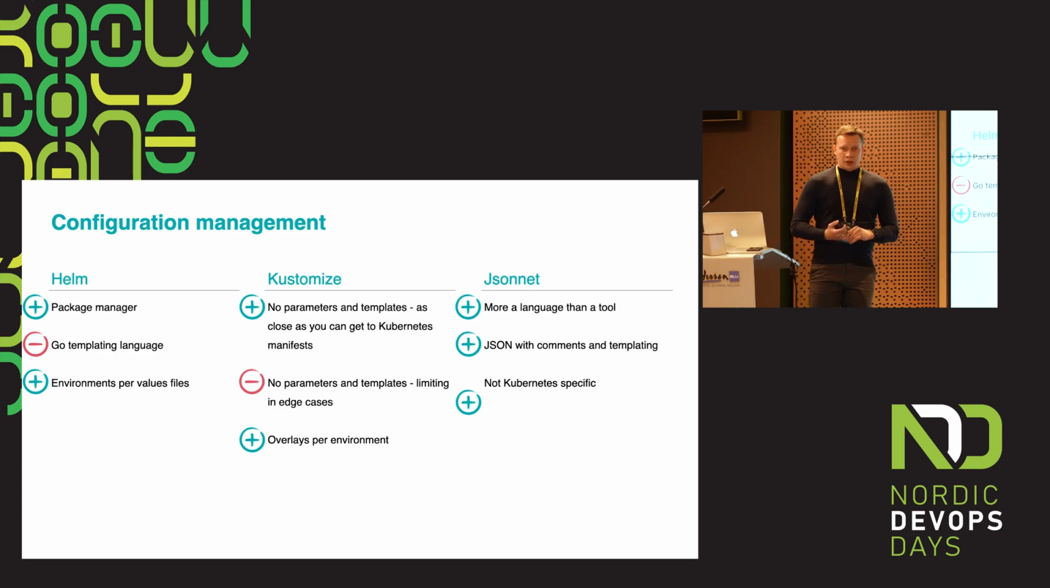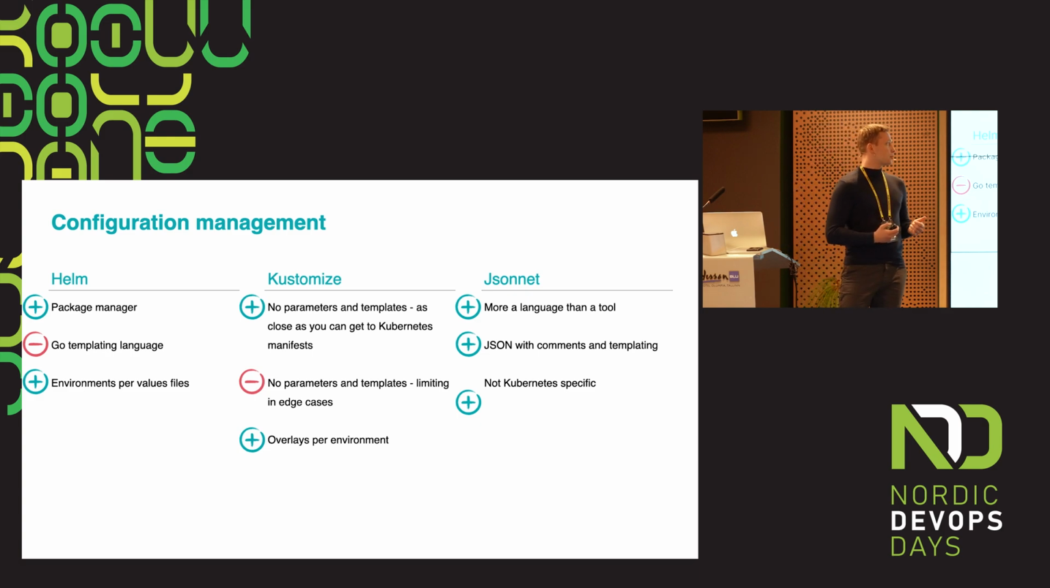Then there's Kustomize. Kustomize was built specifically for declarative applications, so no parameters and templates. It gets as close as possible to Kubernetes manifests, but this pattern is also kind of limiting with some edge cases. And with Kustomize, you get environments per overlays, right?